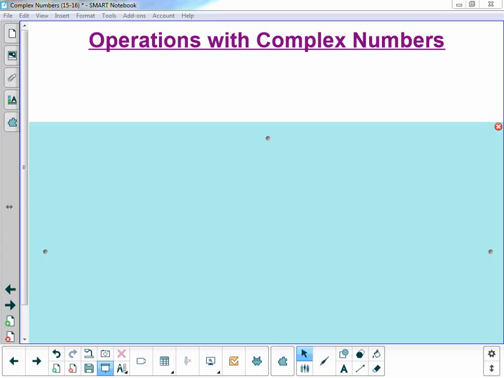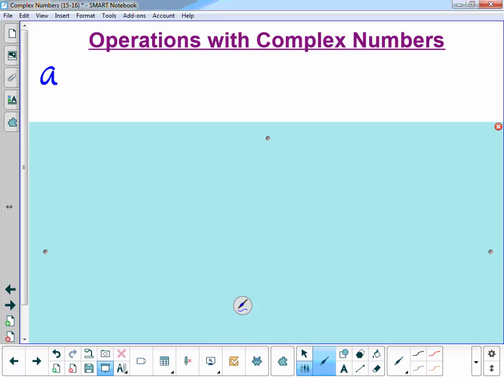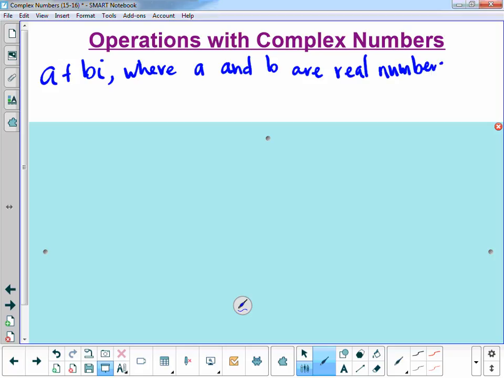Okay, so a complex number looks like this: a plus bi, where a and b are real numbers. Okay, that's on the front, back there.